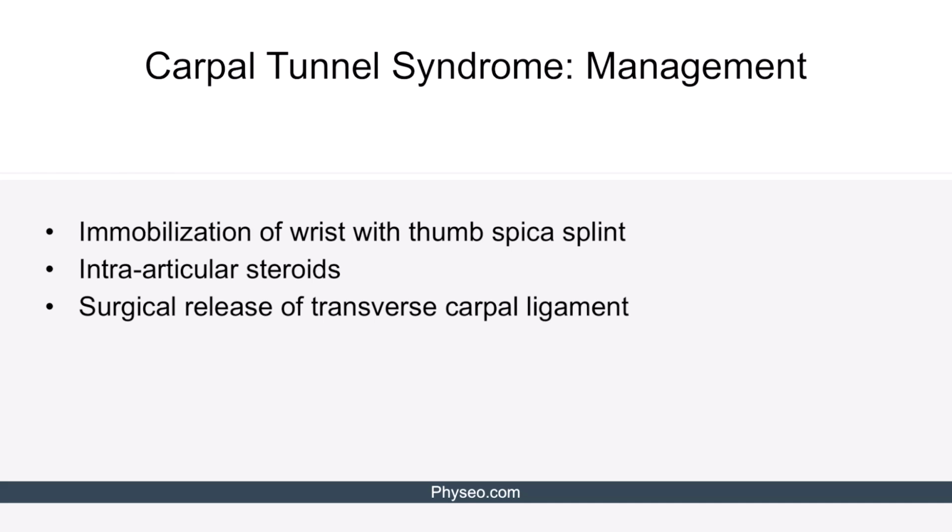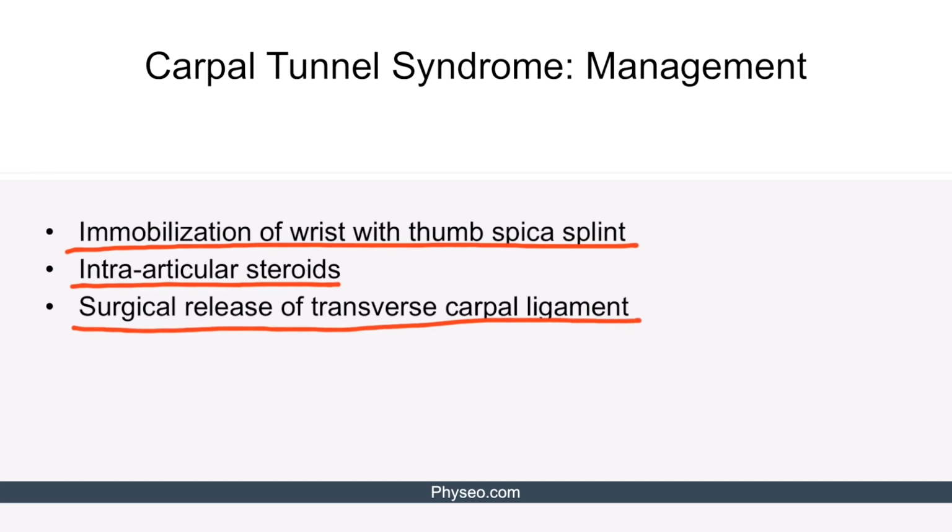Management of this syndrome starts with immobilization of the wrist with a thumb spica splint. If the splint does not help, then intra-articular steroids can be prescribed. Refractory cases are treated with surgical release of the transverse carpal ligament.